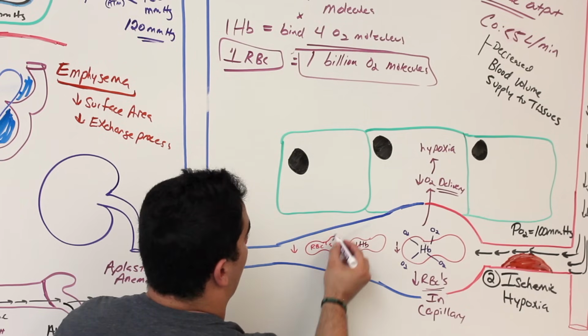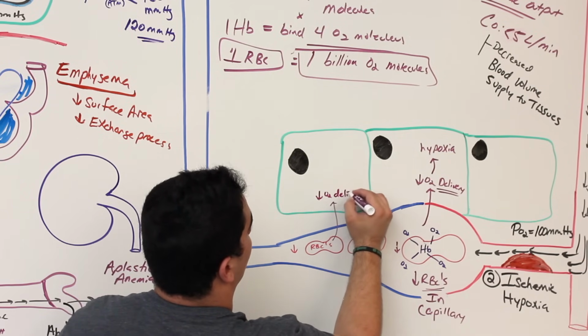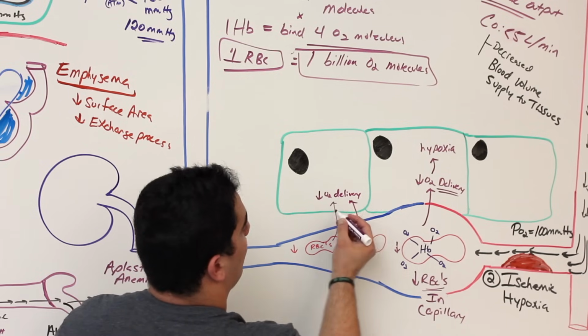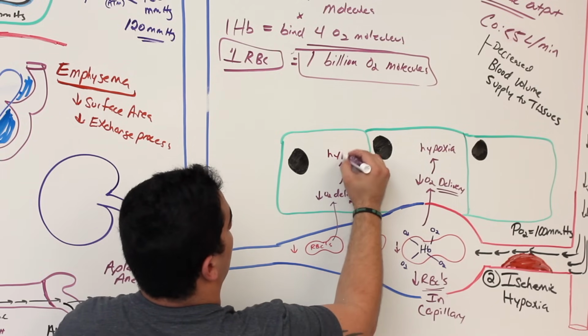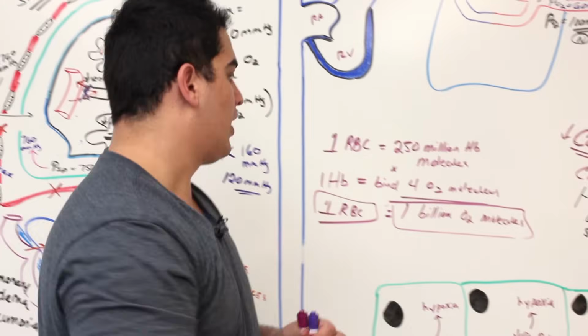What does that mean? That means very little oxygen delivery. And if there is very little oxygen delivery, what does that produce? Hypoxia. Okay, so that should be clear now.